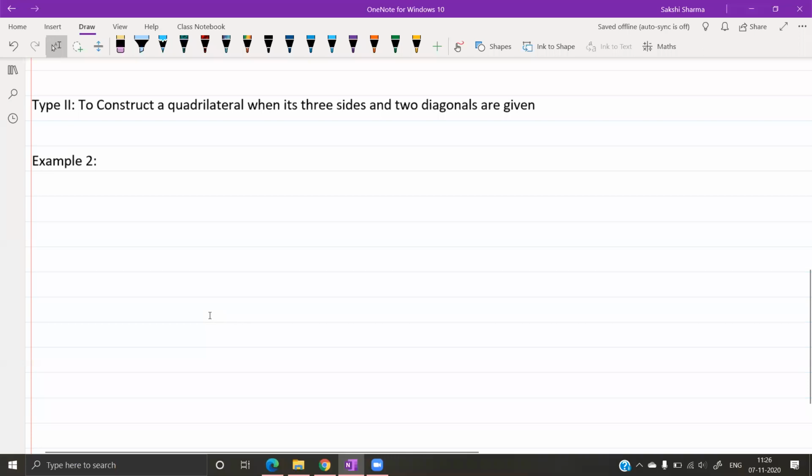The second type that we have is to construct a quadrilateral when 3 sides and 2 diagonals are given. Now what they have done is, earlier we had 4 sides and 1 diagonal.